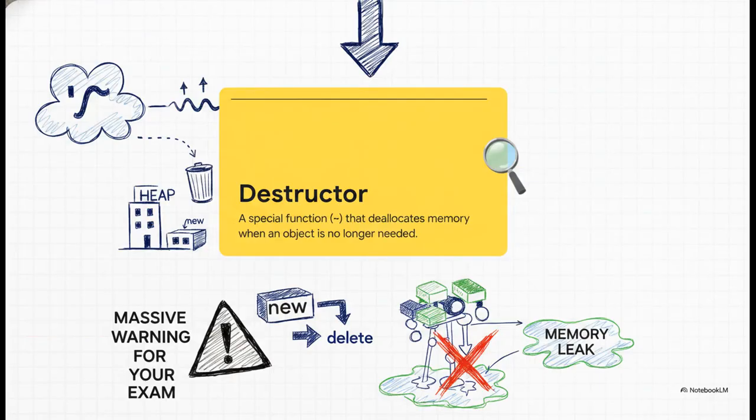Now, what goes up must come down, right? A destructor is a special automatic function, always designated by a little tilde symbol, that deallocates memory when an object is no longer needed. And here is a massive warning for your exam. If you use the new keyword to allocate dynamic memory in the heap for an object, you absolutely must use the delete keyword in your destructor. If you don't clean up that dynamic memory, you create a memory leak. And trust me, that is a very fast way to lose points.